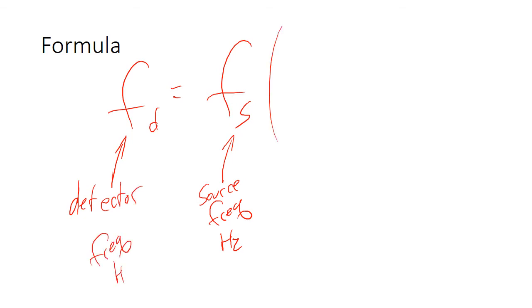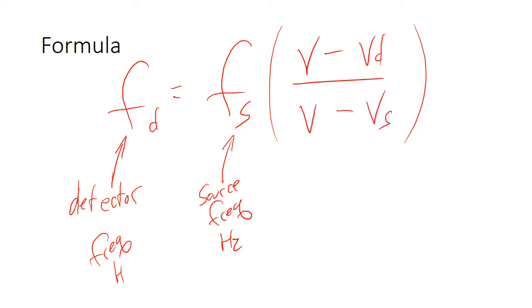Okay, so we're going to multiply it by one thing. Well, I'm lying to you. One thing that's a big thing, all right? So it's going to be V minus VD over V minus VS. Okay, so what are all of these? Well, these V's are the same. These are the speed of sound. So you should know what that is from yesterday. Speed of sound, which is going to be around 340 meters per second.